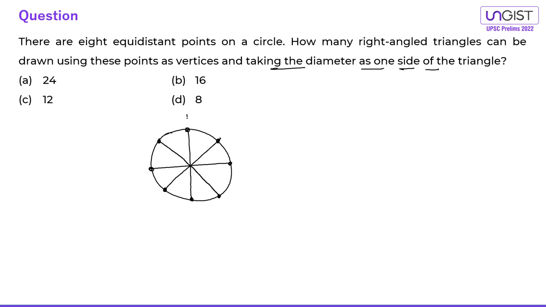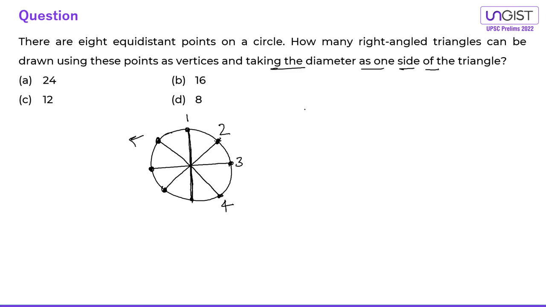1, 2, 3, and 4. 4 diameters are possible. Okay, so guys, if we take one diameter first, then obviously we can choose any other vertex and we can form a triangle, and this triangle will be a right angled triangle because the angle subtended in a semicircle is always a right angle. I repeat, the angle subtended in a semicircle is always a right angle. So here there are 3 triangles on this side and 3 on the other side possible.